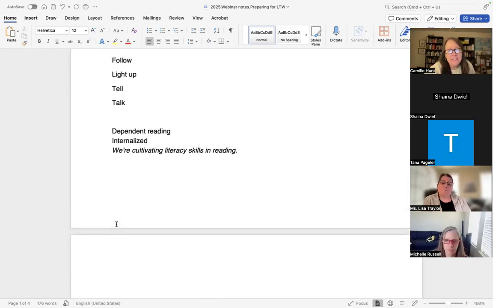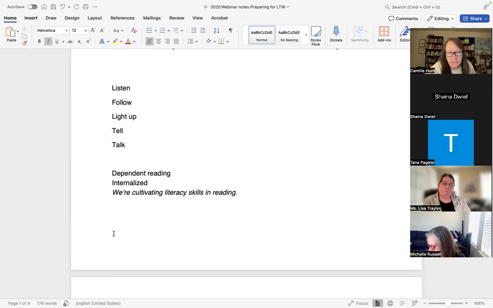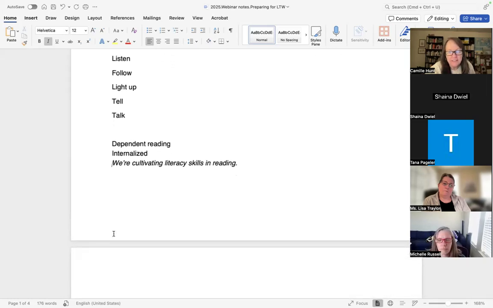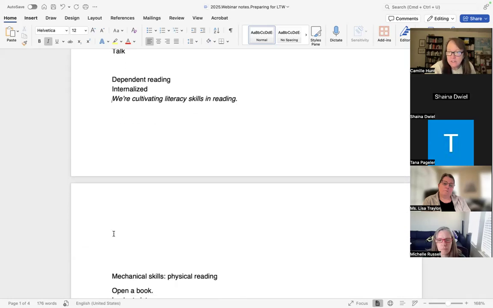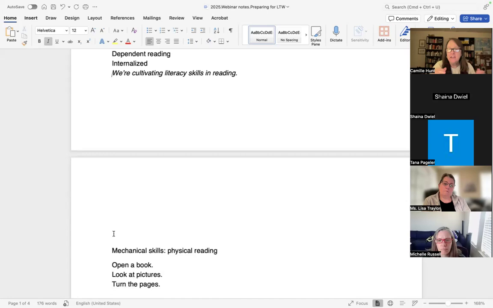So at this stage, even these really little people are reading dependently. They're helping you, and you're helping them, and you're cultivating literacy skills in them. But now they need mechanical skills to read physically. That's what their minds are doing. Now they need physically. And I'm sure this happens in your houses, but there are some places where you give a child a book, he won't even know how to open it, or he won't open it. Doesn't even know it does open.